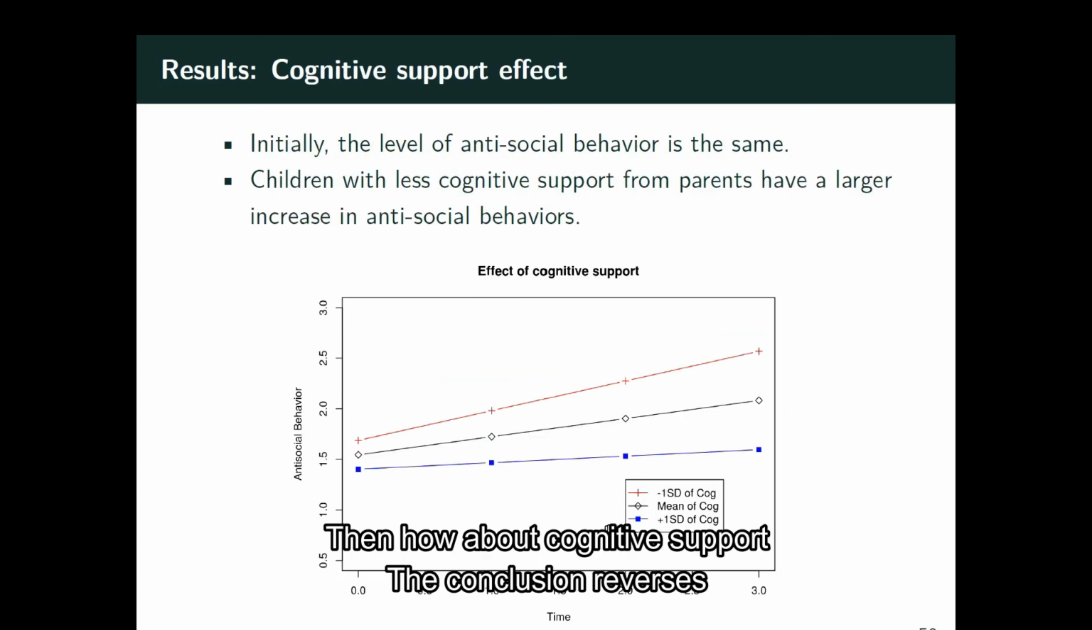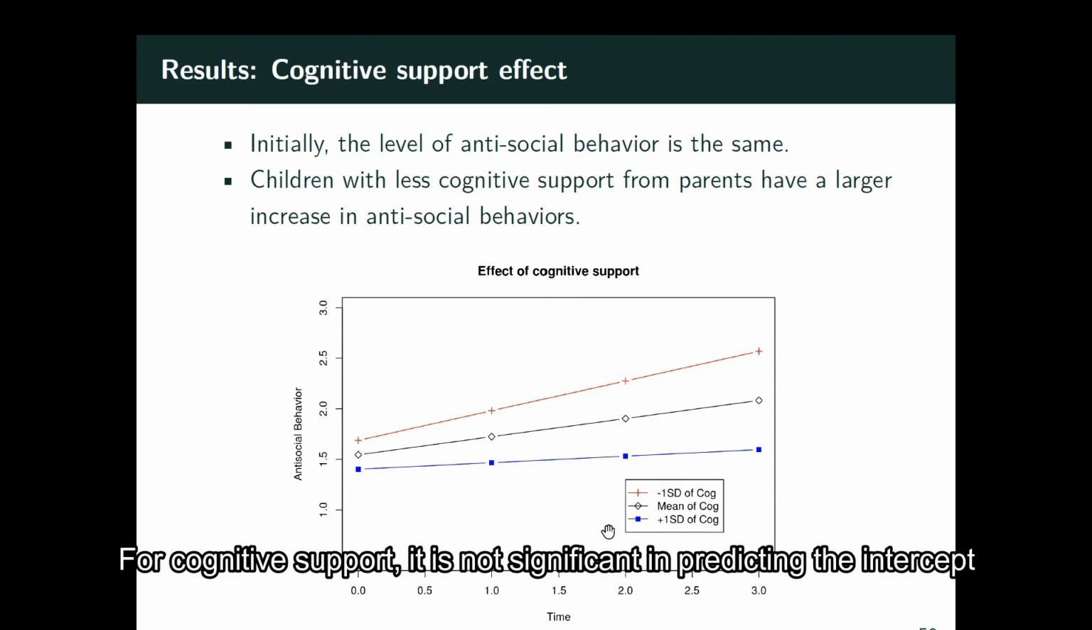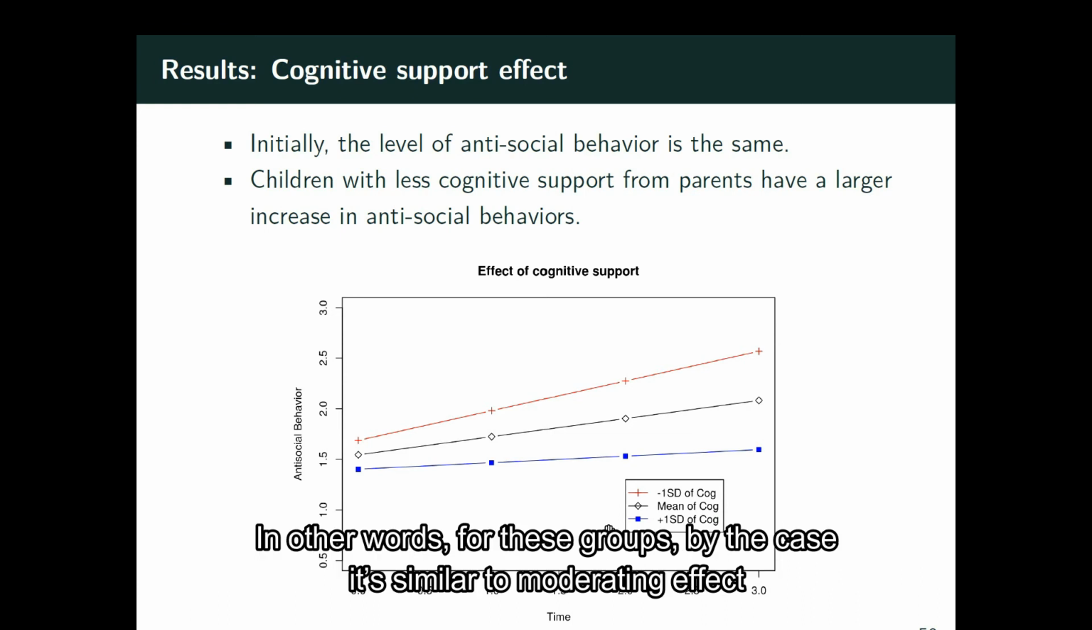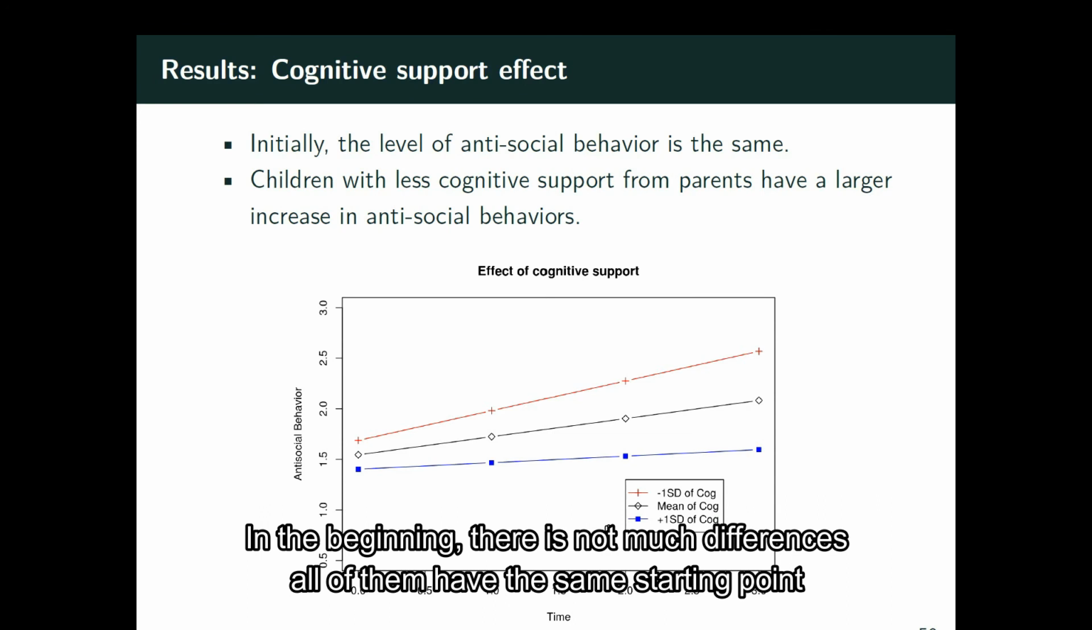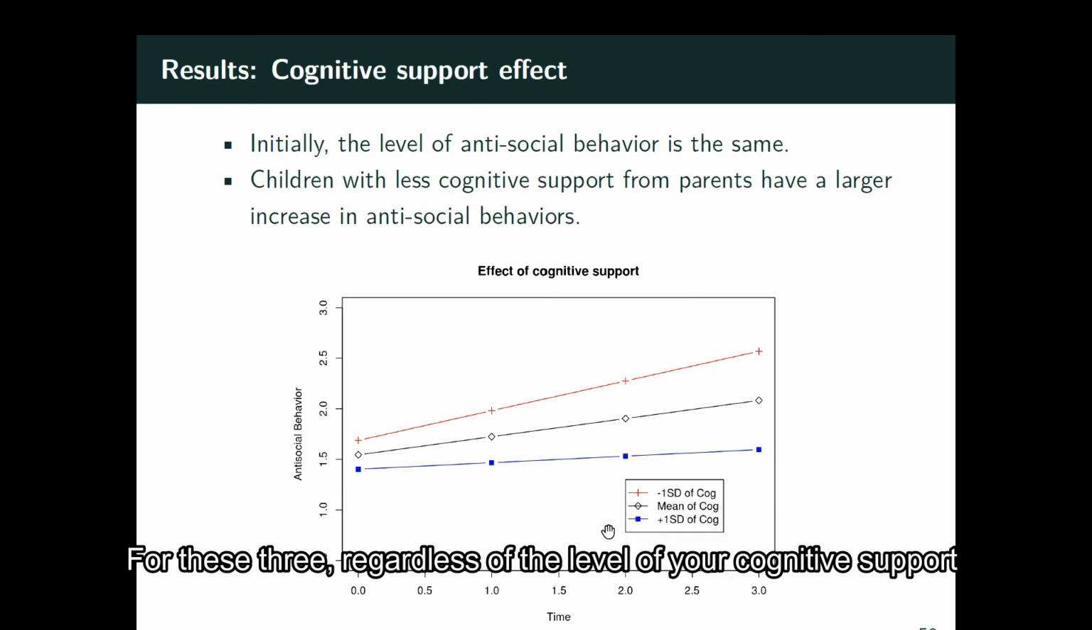Then how about cognitive support? The conclusion is reverse. For cognitive support, it is not significant in predicting the intercept. In other words, for these three groups, by the way, in this case, it's similar to moderating effect. We categorize them into +1 standard deviation, -1 standard deviation for plotting only. In the beginning, there's not much difference. All of them have the same starting point for these three, regardless of the level of your cognitive support.